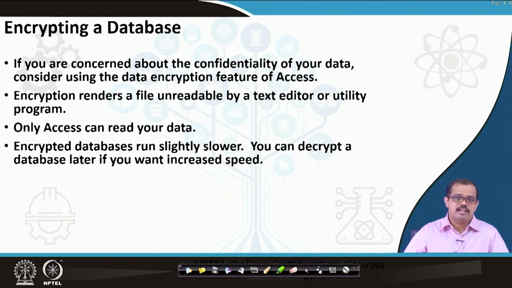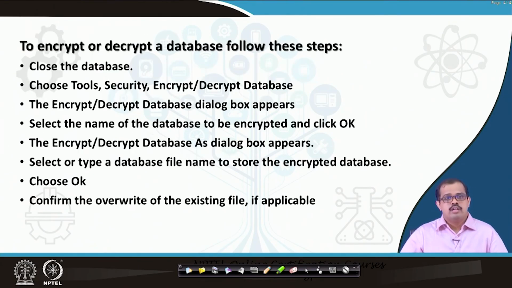But encrypting and storing in the database is always safe when you have a lot of confidential information or confidential data that has been stored. So if you want to encrypt and decrypt, these are the different ways. First, you close the database, come to the main menu of Access, then choose Tools, Security, Encrypt or Decrypt the database. Once you have encrypted it, you can store it in that encrypted format, and just say okay.